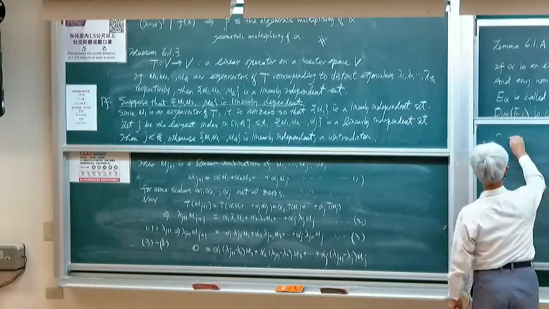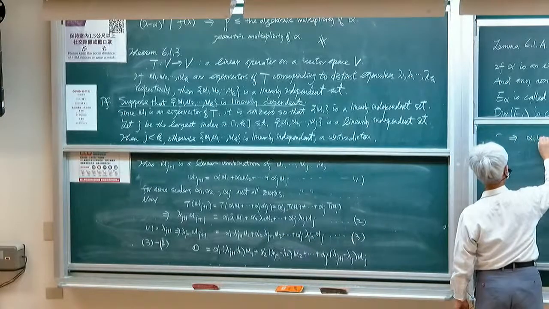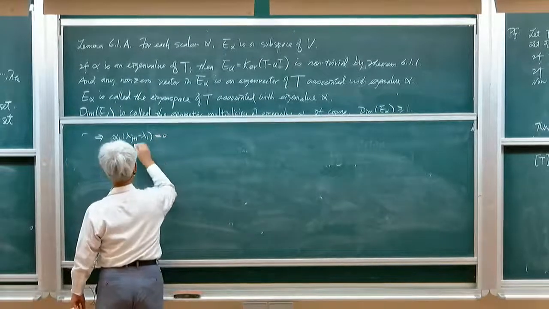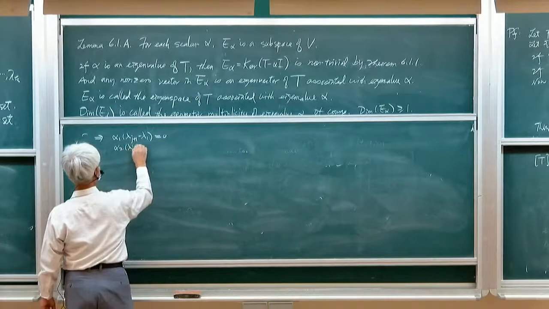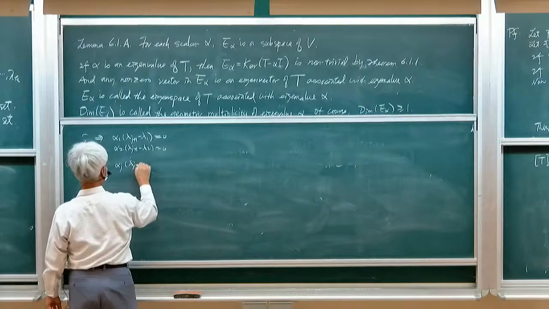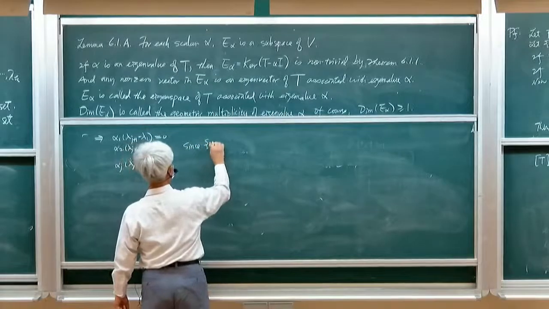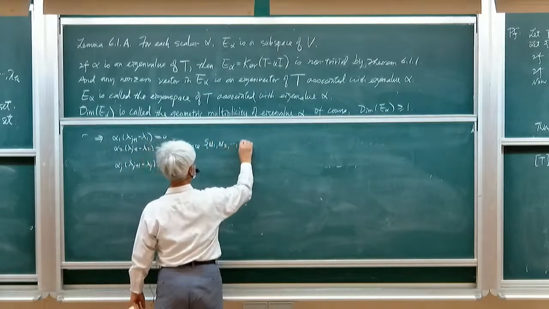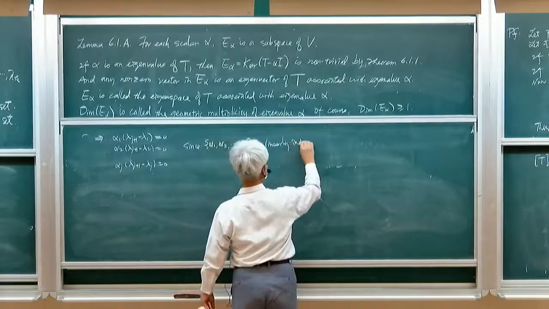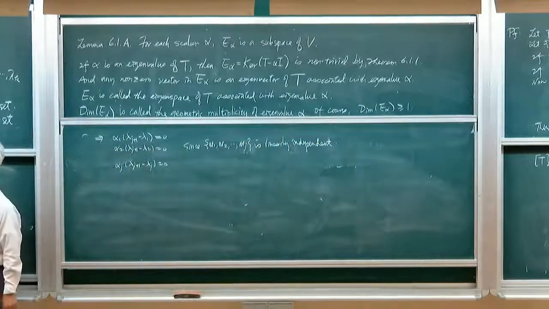Okay, this implies that alpha 1 times (lambda j plus 1 minus lambda 1) is 0, alpha 2 times (lambda j plus 1 minus lambda 2) is 0, up to alpha j times (lambda j plus 1 minus lambda j) is 0, since u1, u2 up to uj is linearly independent by our construction, right? Because this is our linearly independent set.